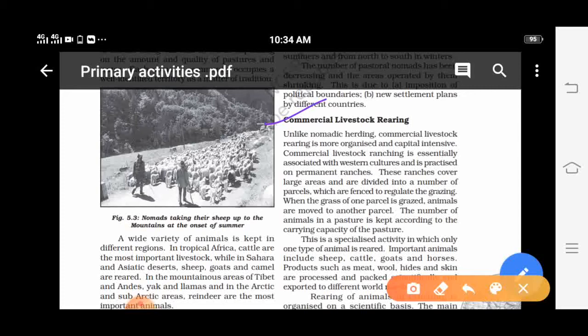अब देखो, nomadic herding में क्या होता था, the herders used to move from one place to another place, but remember in commercial livestock rearing, the herders do not move from one place to another. They have a fixed place where the animals are domesticated. Now the characteristic says that commercial livestock rearing is more organized and it is capital intensive. You require an investment to establish a huge farm, then to keep the animals. Then you require machines, you require health facilities, that's why it is capital intensive.